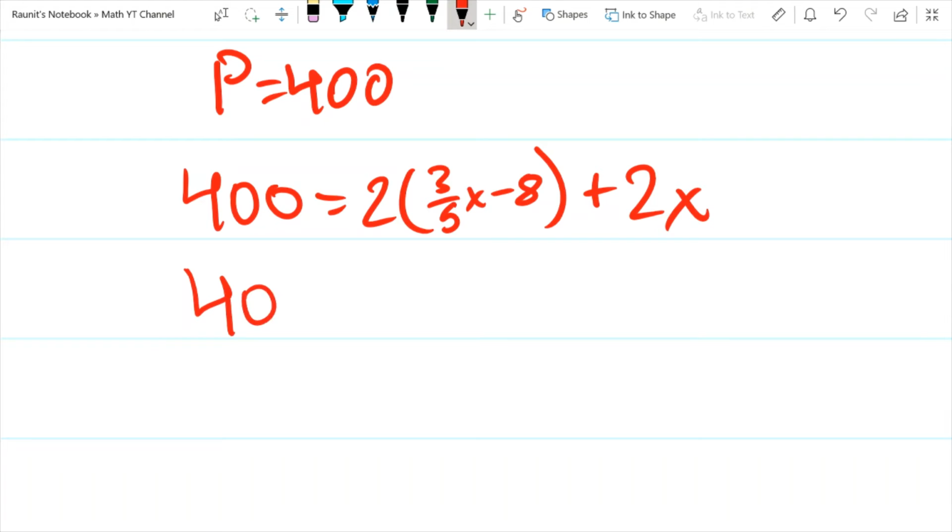Okay, so now we're going to use the distributive property to simplify this equation.